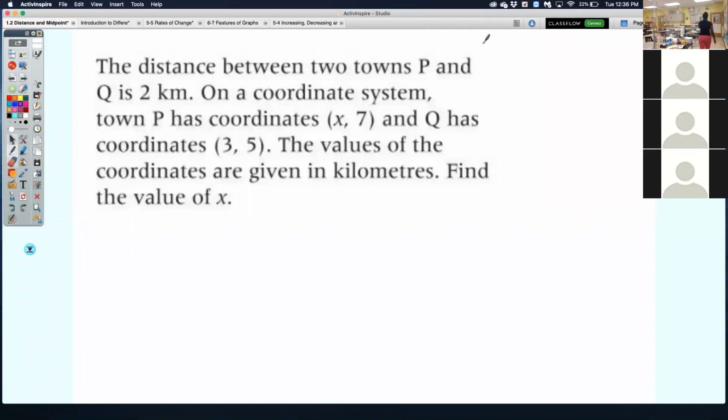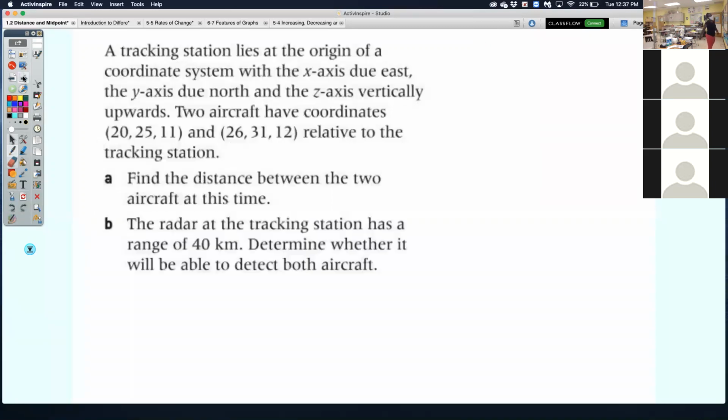When you don't have to graph, you just have to be able to apply everything. We're going to hold off on this one because it's a 2-dimensional one, so we'll come back to it. Somebody remind me to come back to that one. This one here, we have 2 more examples, and then we'll go back to that 2-dimensional one.